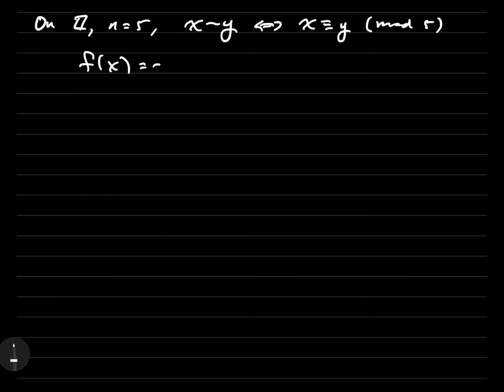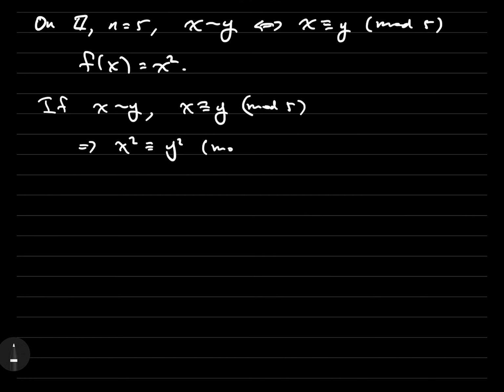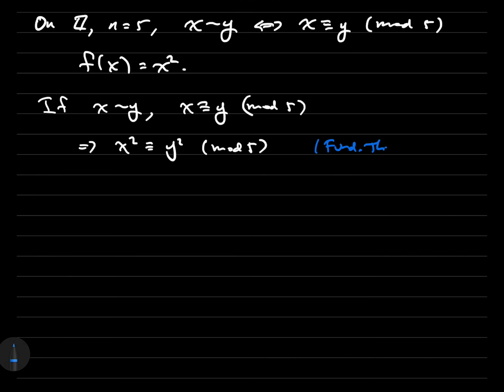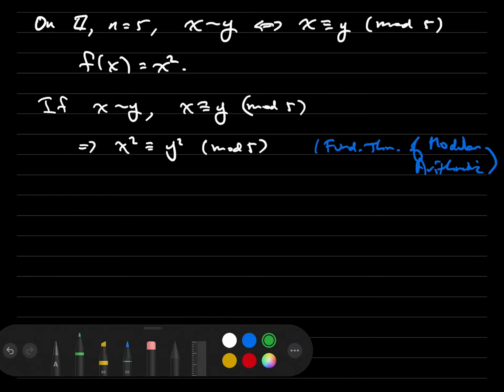Let's take the integers and take n equals 5 and look at the equivalence relation mod 5. So we're really talking about the ring Z5, as we talked about before. Let's take the function f of x equals x squared. So let's say that x is equivalent to y, which means x equals y mod 5. Then, as we proved a long time ago in the fundamental theorem of modular arithmetic, x squared is equivalent to y squared modulo 5. So what we've proved is that if x is equivalent to y, then f of x is equivalent to f of y. So this thing is a well-defined function.